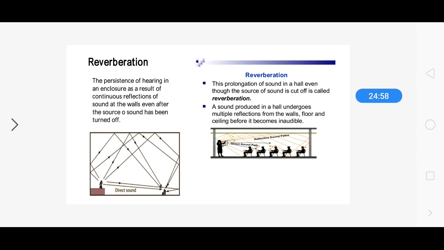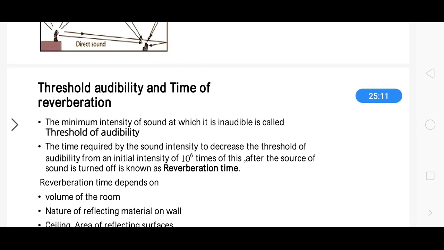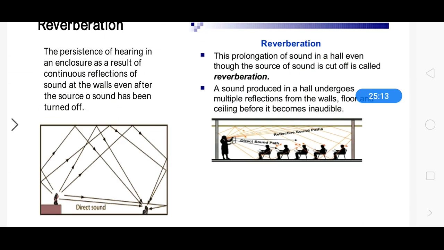Suppose in an enclosure, see here the figure, a person is talking. Here is the direct sound: the person talks and the sound waves move in a direction, are reflected, and reach the observer. And there are so many ways of sound waves reaching the observer.